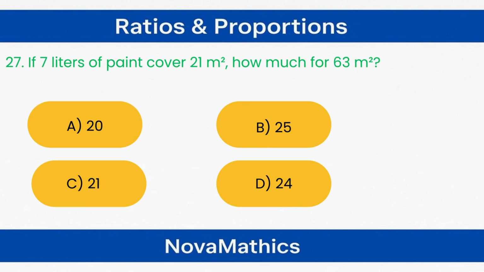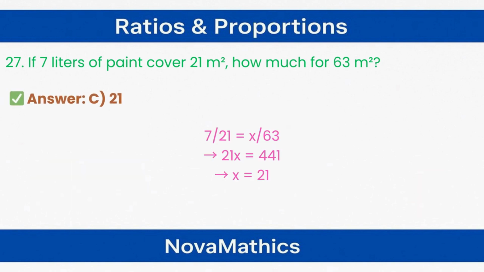27. If 7 liters of paint cover 21 square meters, how much for 63 square meters? Correct answer is 21. 7 over 21 equals x over 63. Cross multiply. X is 21.